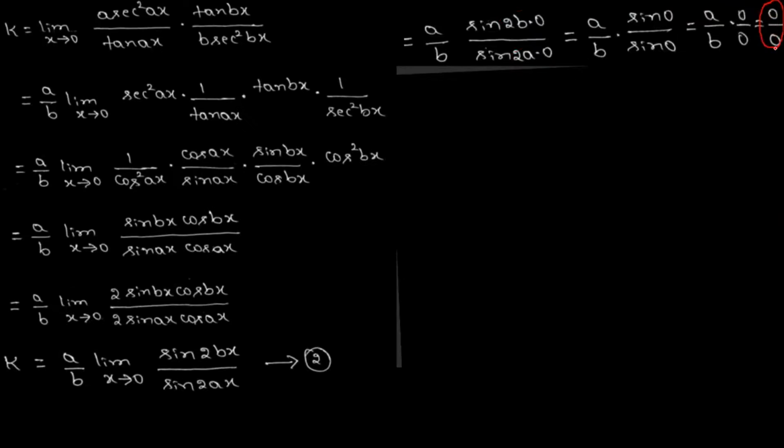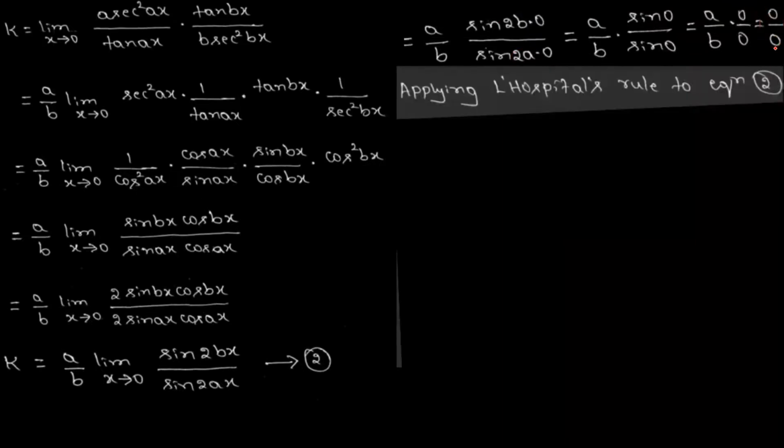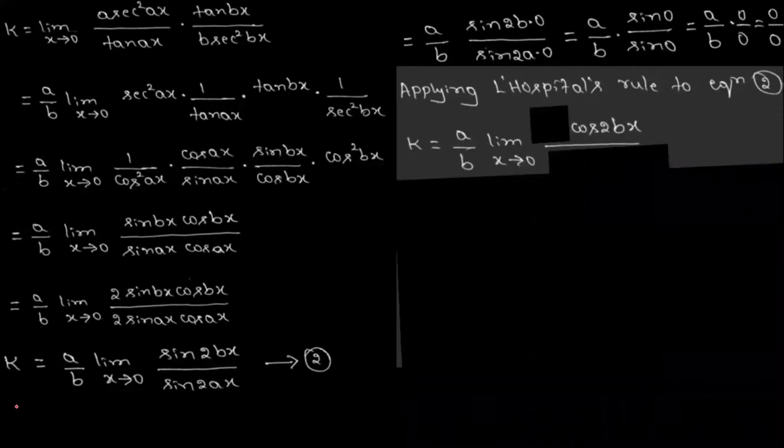So what does it mean? We need to apply LH rule now because it is 0 by 0 form. Now we say applying LH rule to equation number 2. To this equation we need to apply LH rule because this equation is giving 0 by 0 form. Now let us apply LH rule now. Everything we have written as it is still here.